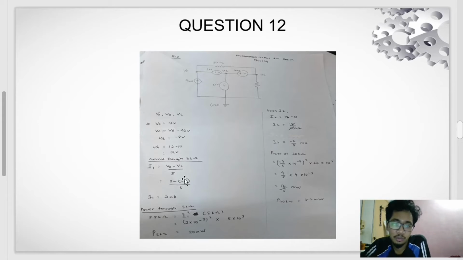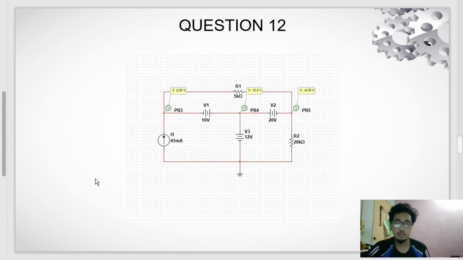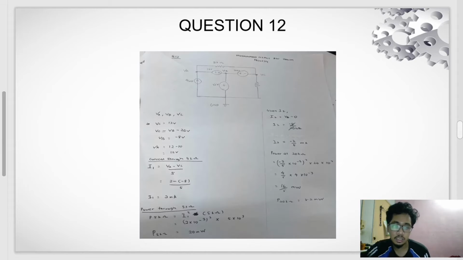volt. I don't know why, but the calculation I made in the simulation before concludes the same answer as I calculated in this slide, which is power to the 5 kilo ohm is 20 milliwatt, and the power to the 20 kilo ohm is 3.2 milliwatt.